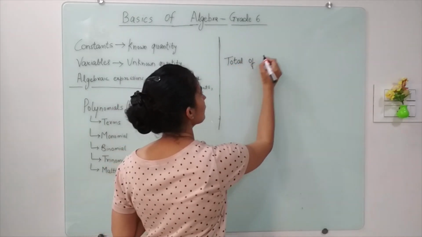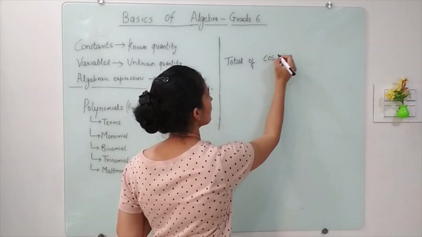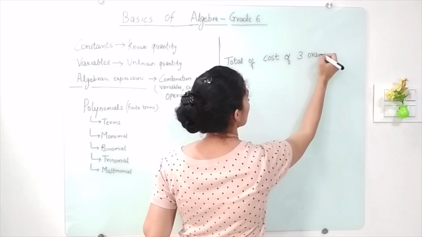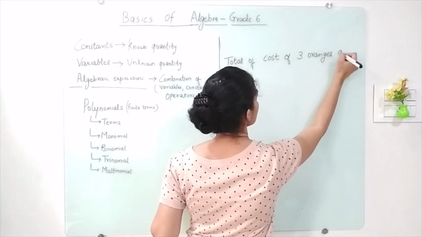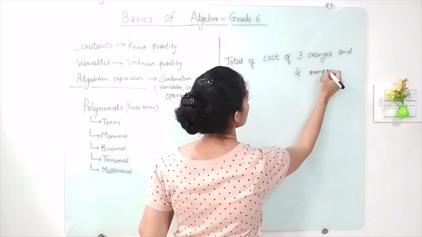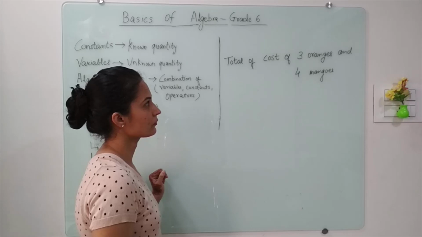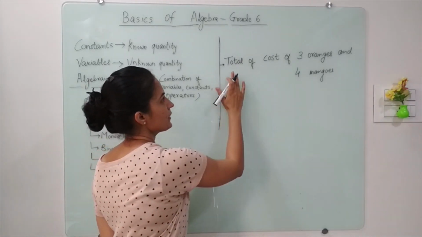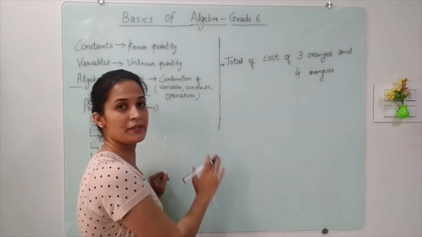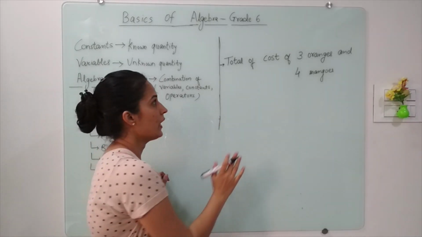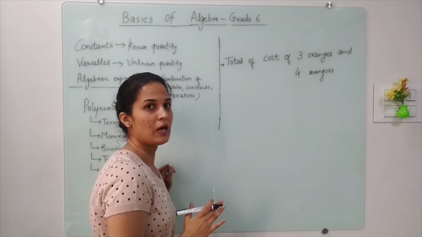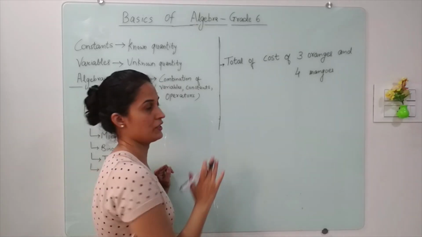So let's take an example of, again, total of cost of 3 oranges and 4 mangoes. How do I express this into algebraic expressions? Now if you read it carefully, you will see that there is no relation between the cost of these two. I cannot create any kind of relation here.